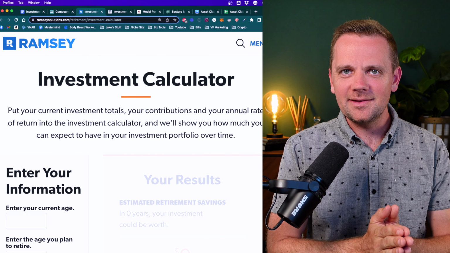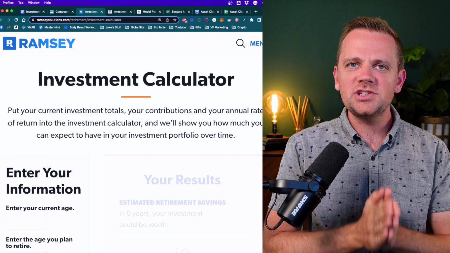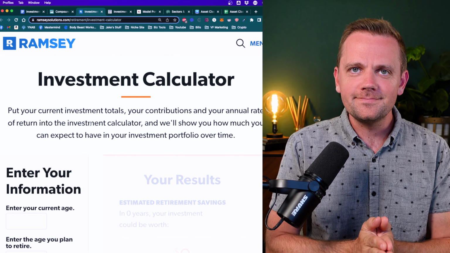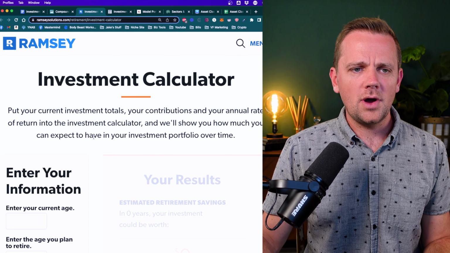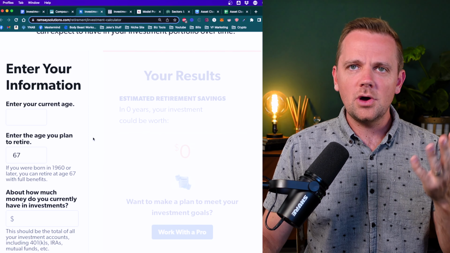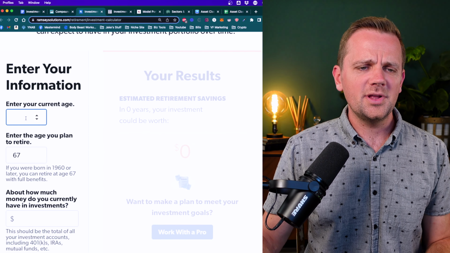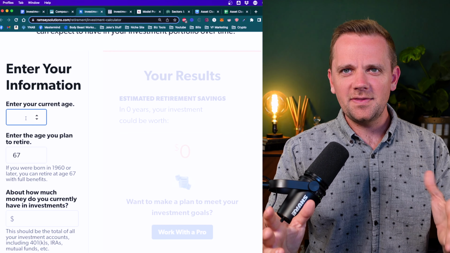Love him or hate him, Dave Ramsey has changed millions of lives through his financial programs. And he's got a pretty sweet calculator on his website here. So I like this investment calculator. It's kind of my go-to on my mobile phone as well. But let's just punch in some numbers so I can show you how the thing functions.